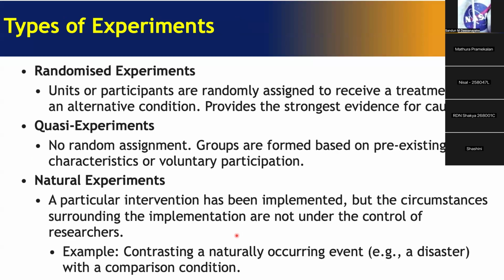Right. So, types of experiments. Now, randomized experiments. When I refer to these experiments, they are not necessarily lab-based experiments. There can be other cases as well. Randomized experiments can involve units or participants, both, like social research type participants. They are randomly assigned to receive a treatment or an alternative condition. This provides the strongest evidence for causality.